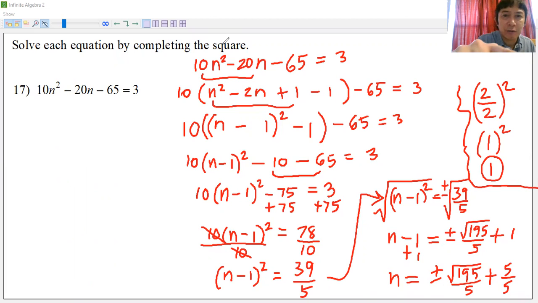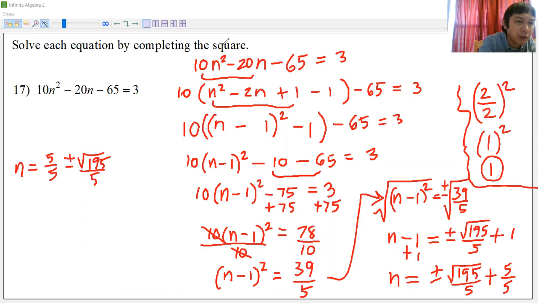Next, we will do now the continuation. Just move to the left side of the screen. This will now be n, plus or minus square root of 195 over 5 plus 5 over 5. Let's write it this way: 5 over 5, plus or minus square root of 195 over 5. Same thing, commutative property.